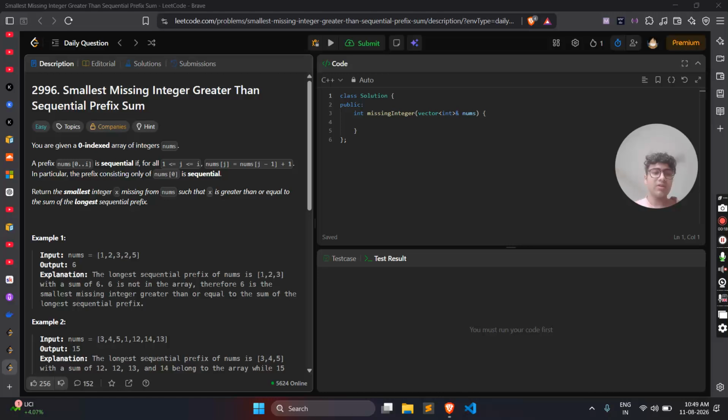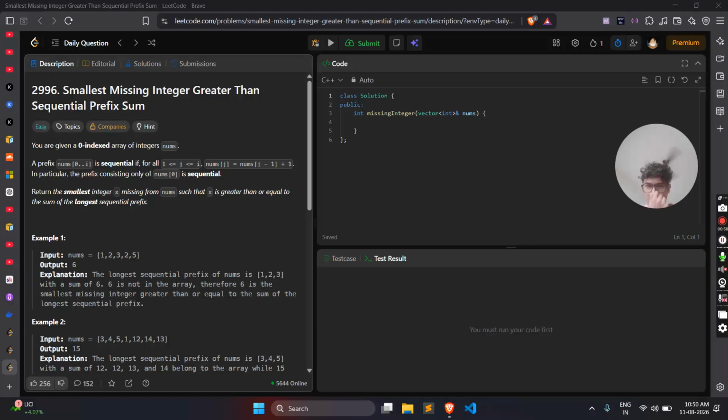So you are given a zero-indexed array of nums. A prefix nums[0..i] is sequential if for all 1 <= j <= i, nums[j] is equal to nums[j - 1] + 1. In particular, the prefix consisting only of nums[0] is sequential. Return the smallest integer x missing from nums such that x is greater than or equal to the sum of the longest sequential prefix.